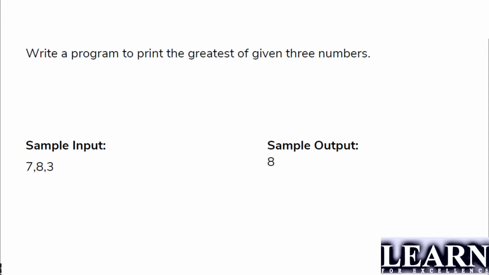Okay, let's have a look at the question. Write a program to print the greatest of three numbers. How are you going to find out the greatest of three numbers? We already know how to find out the maximum among two numbers. Now, how are you going to find out the greatest among three numbers? Can I apply an if condition and go through that?